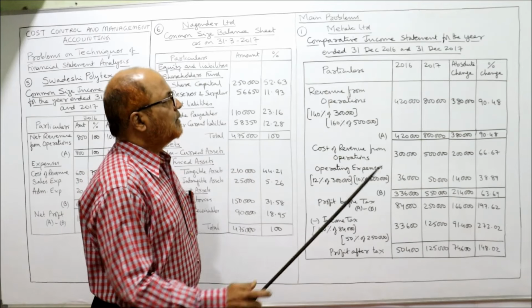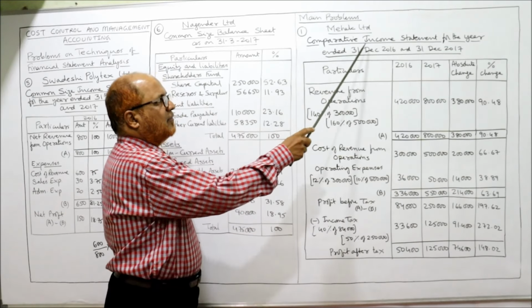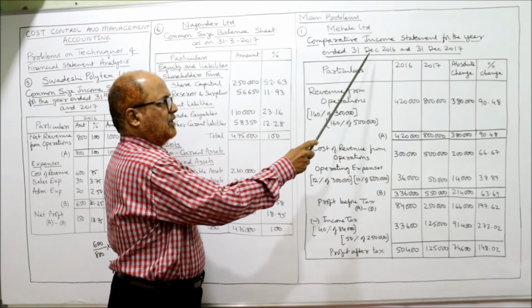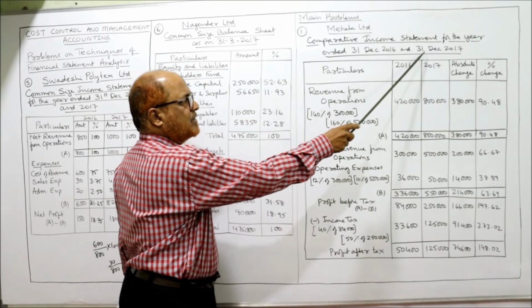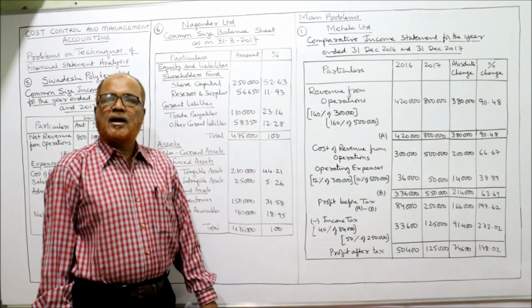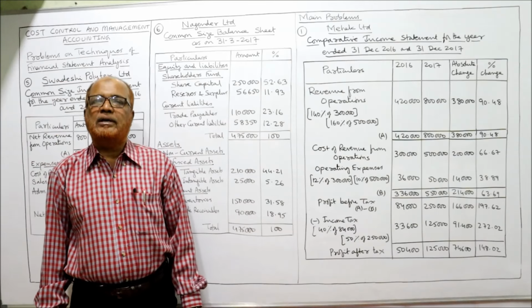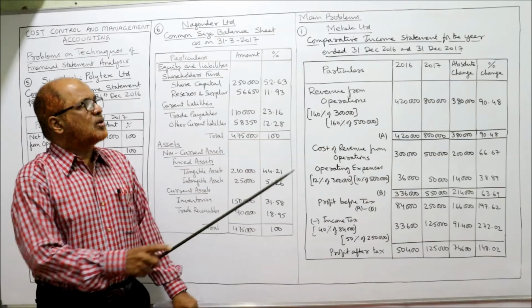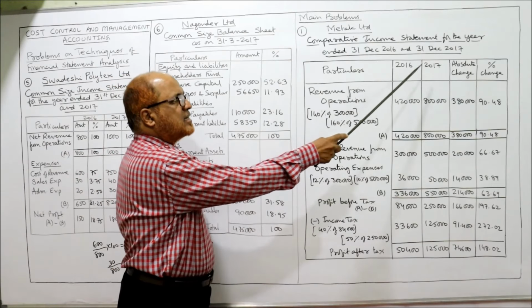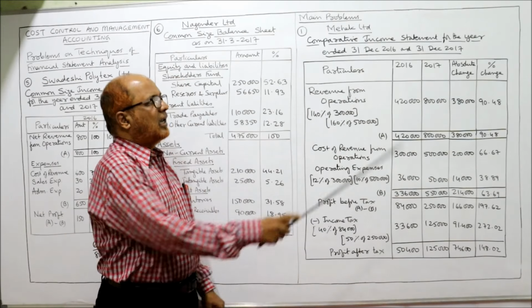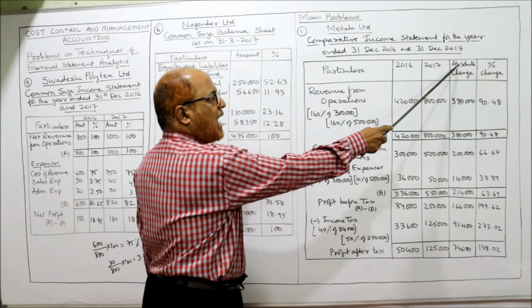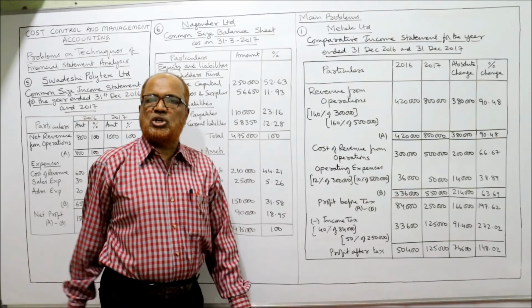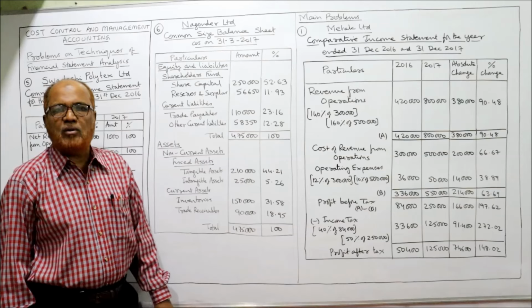What is the format? See here. Mahek Limited comparative income statement for the year ended 31st December 2016, 31st December 2017. Comparative means we are comparing 2 years. Last year 2016, current year 2017. So first column 2016, second column 2017. Last year, current year. Then absolute change, percentage change. These are the columns we require.